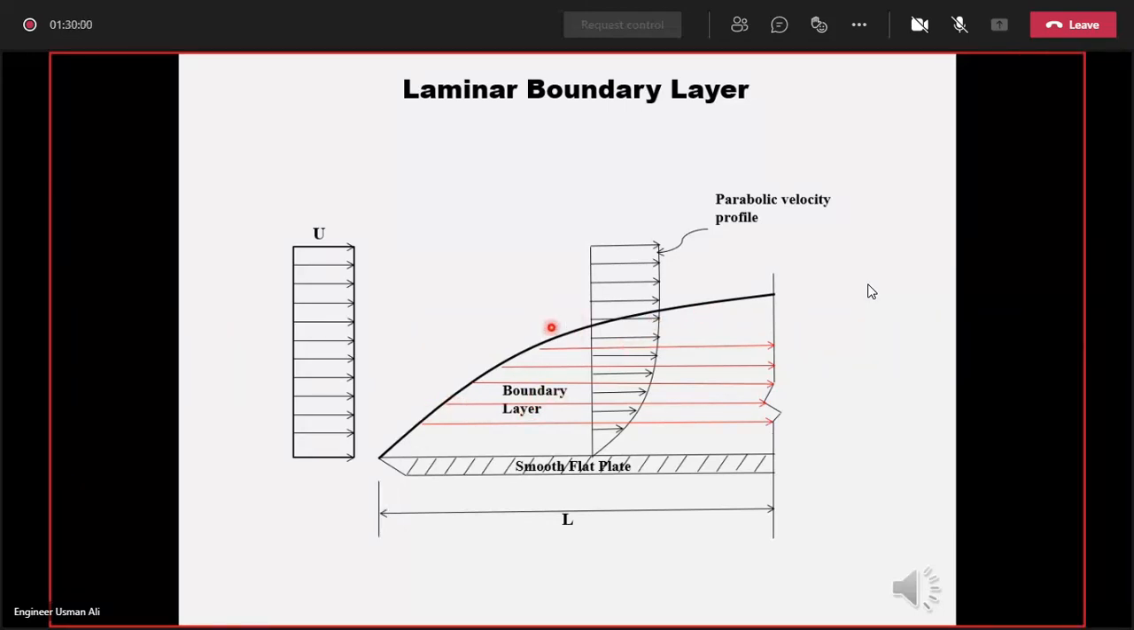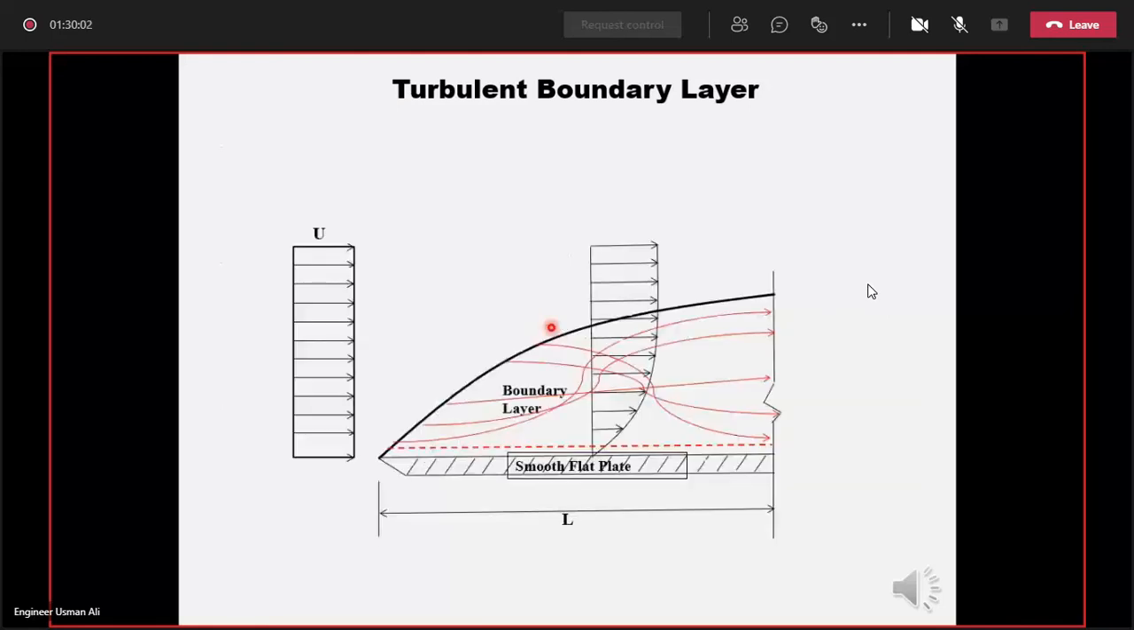Now, even in case of a turbulent boundary layer, near the surface of the plate, within a very small thickness, there will be laminar flow. And this layer, indicated by the dotted line, is called the laminar sublayer.